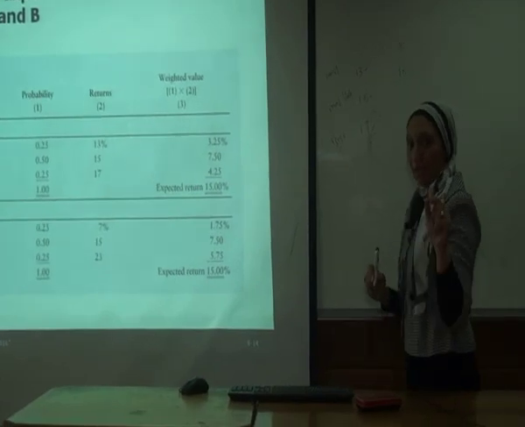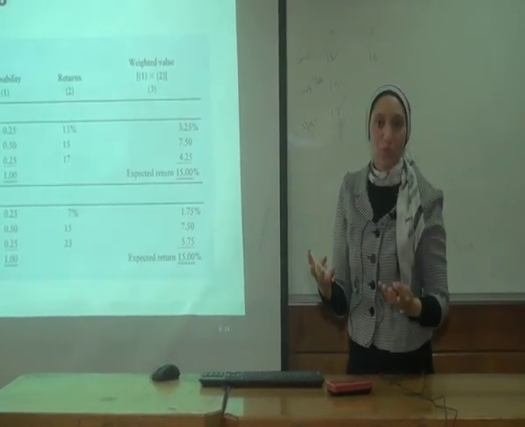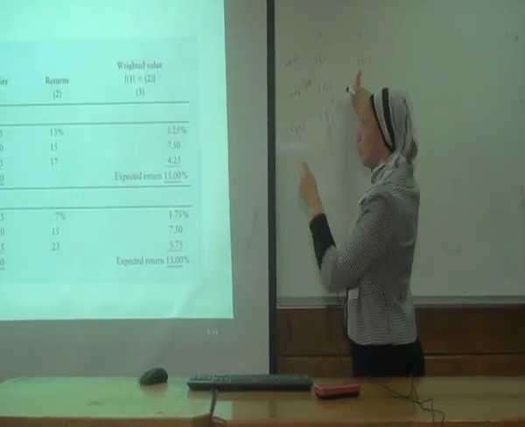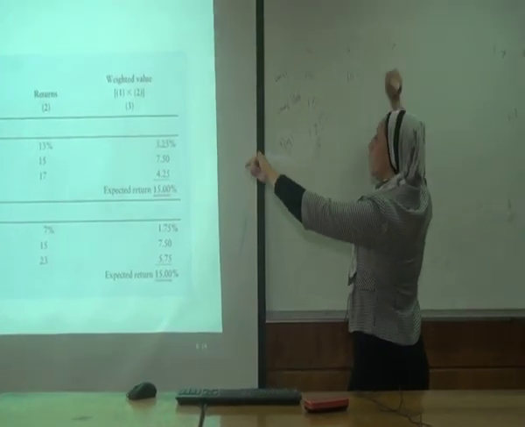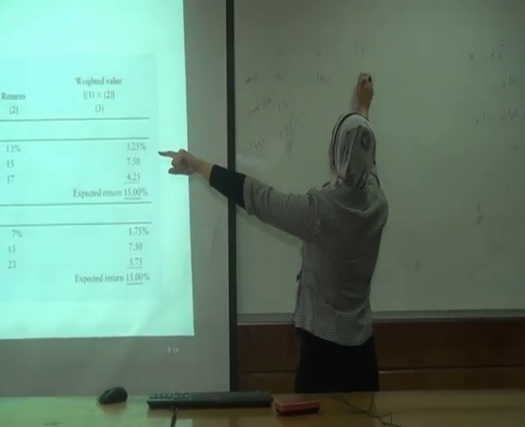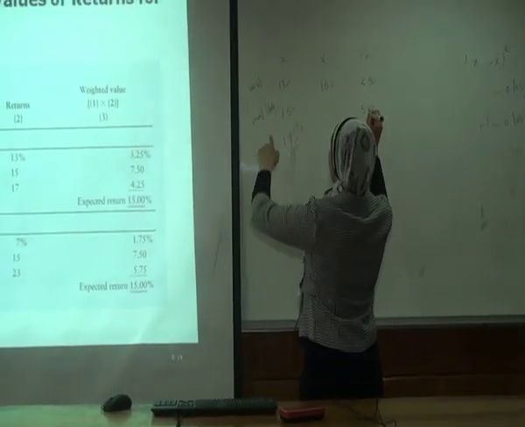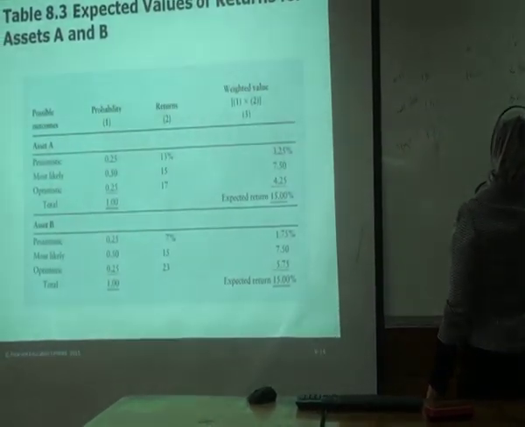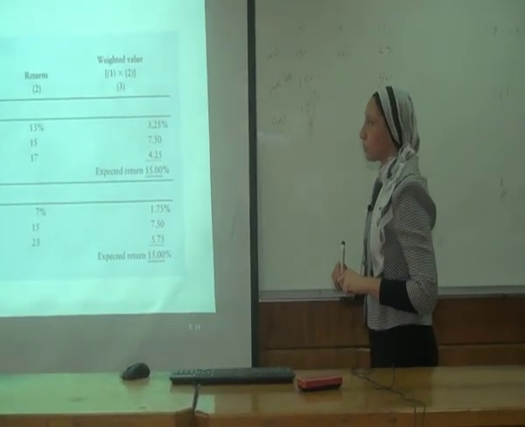Okay, as we mentioned before, risk is the deviation from the average, the deviation from the average return. Average return is 15%. But here we need to consider the probability. So we need to write here the probability. The probability for the first case is 25%. The probability for the second case, which is most likely, is 50%. And the probability of the last case is 25%. Okay, this is the probability.